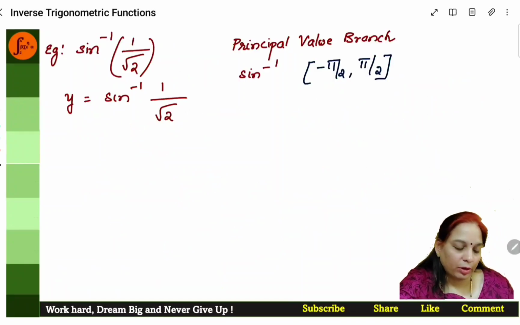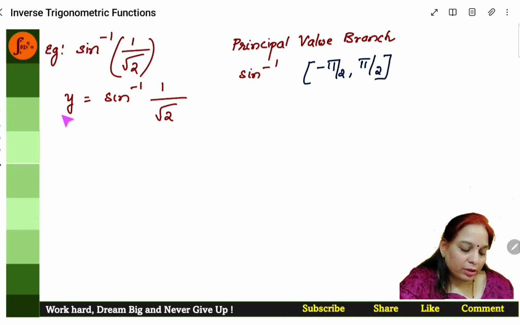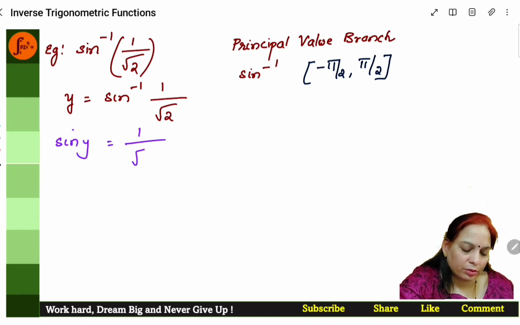Now, let's take another problem. Let's find sine inverse of 1 by root 2. You assign this to y. Y is equal to sine inverse of 1 by root 2, which means sine y is equal to 1 by root 2.